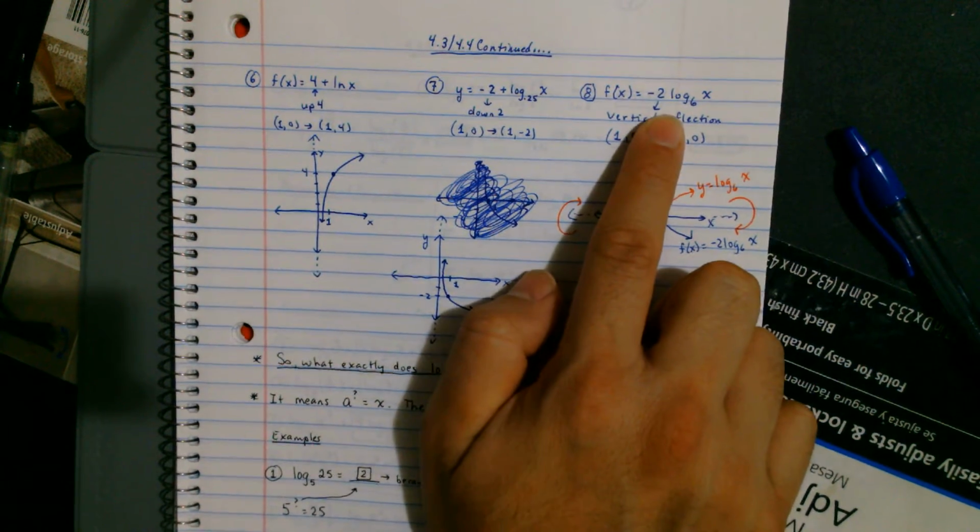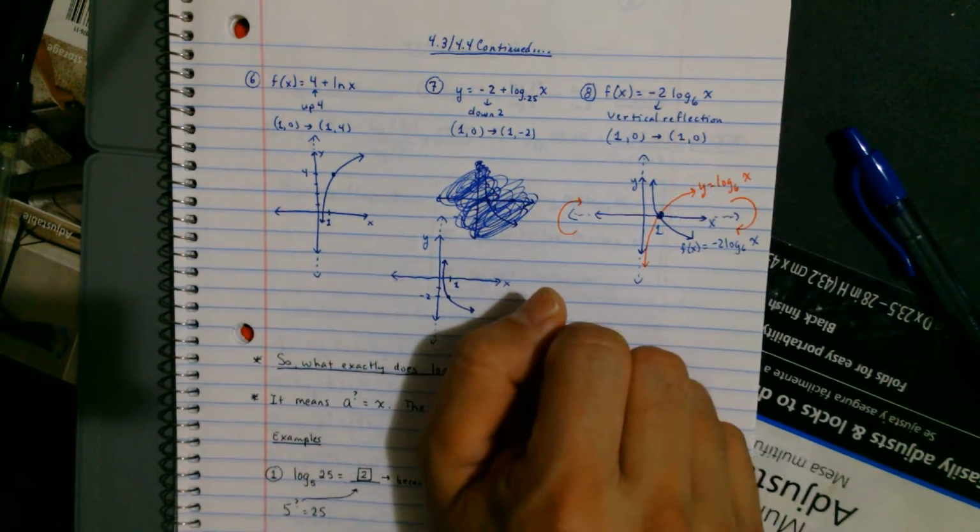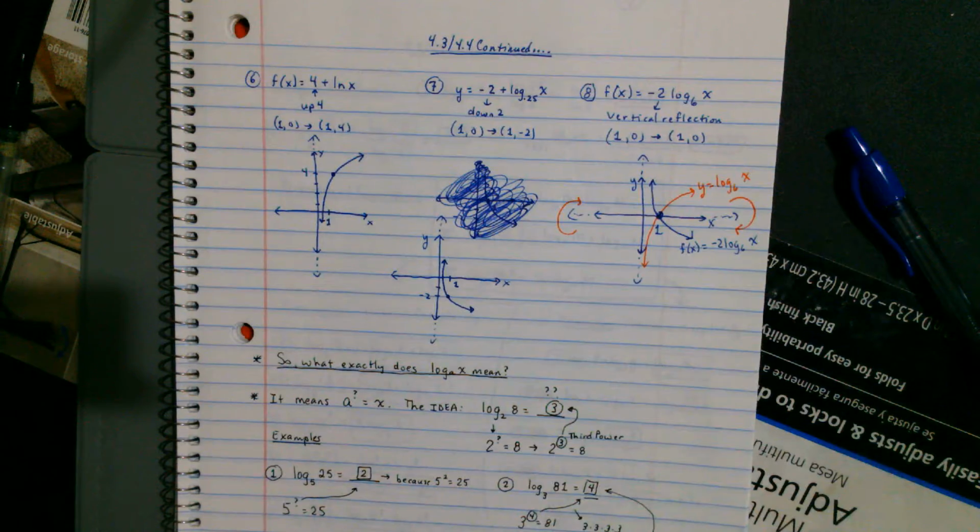A number in front means to flip. So it's a vertical reflection. You stick a negative in front. Let's see if I can do it here.